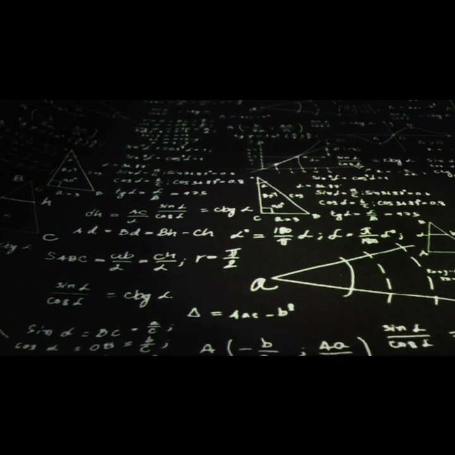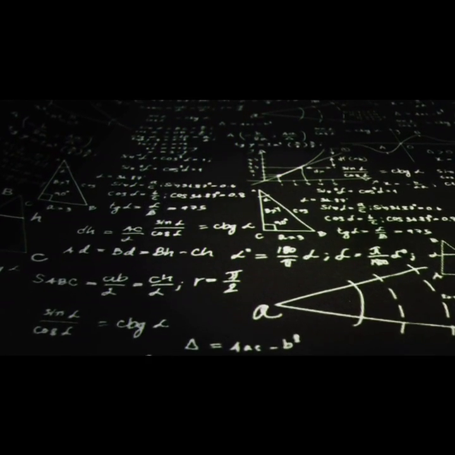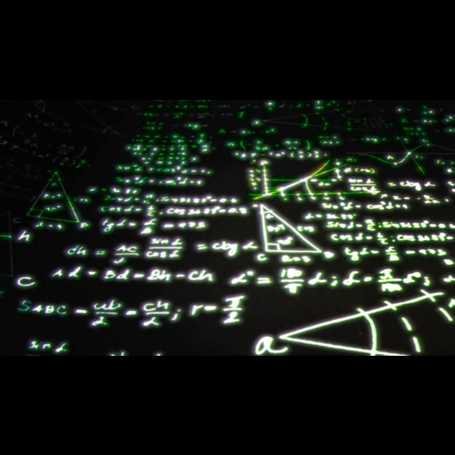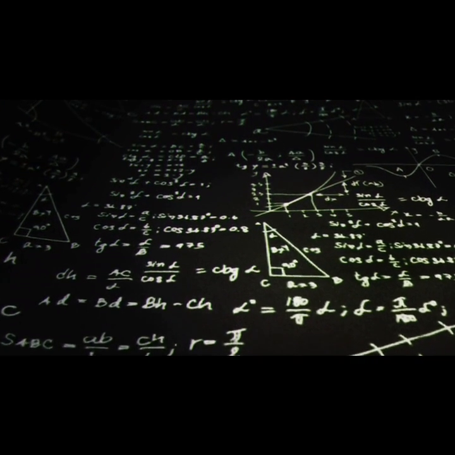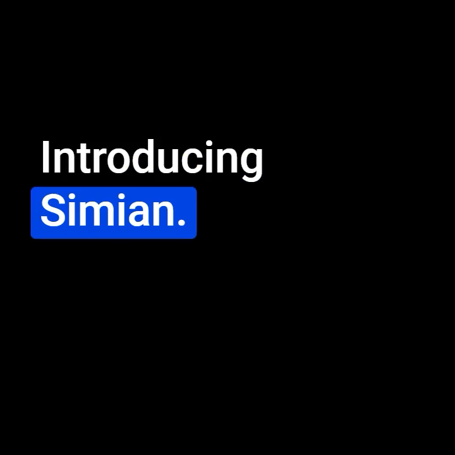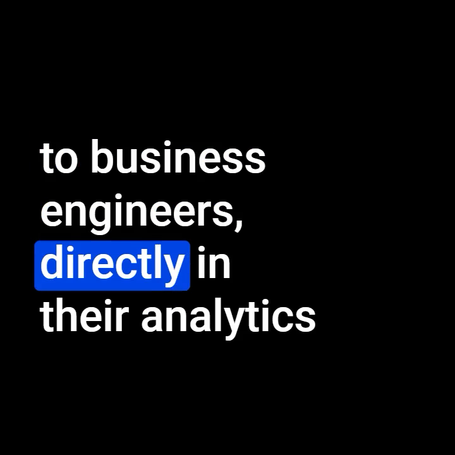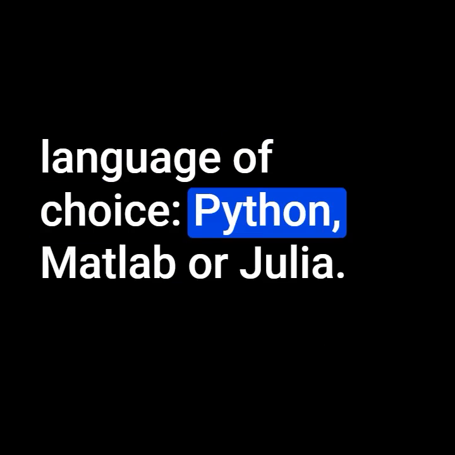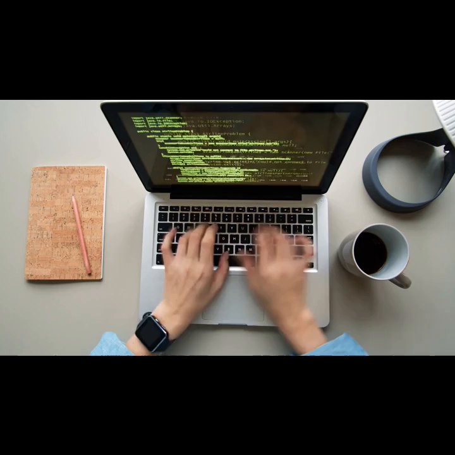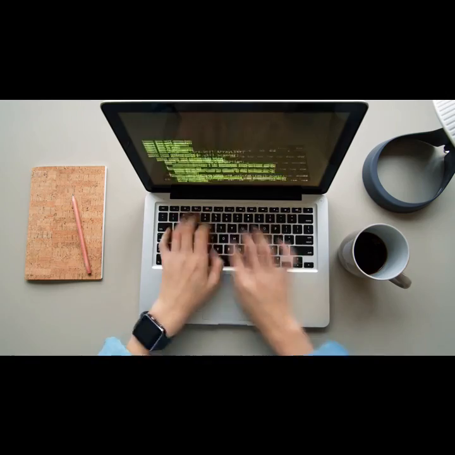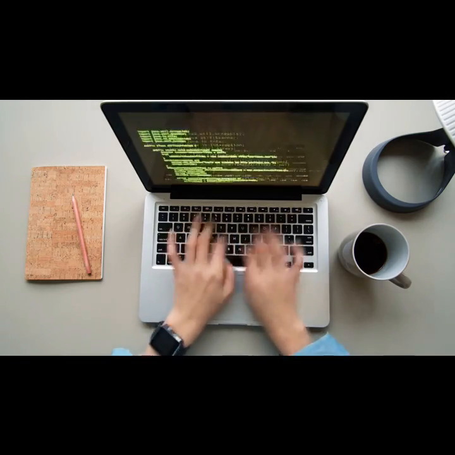What if you could translate ideas into mathematical solutions and then seamlessly turn them into powerful web apps without ever leaving your favorite analytics language? Introducing Simian, bringing low-code web front-end development to business engineers directly in their analytics language of choice, Python, Matlab, or Julia. Say goodbye to the hassle of learning web technology and custom API specifications.